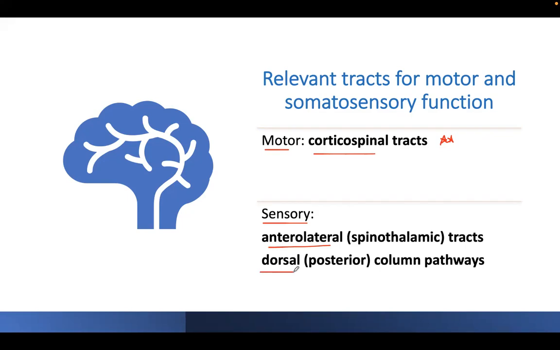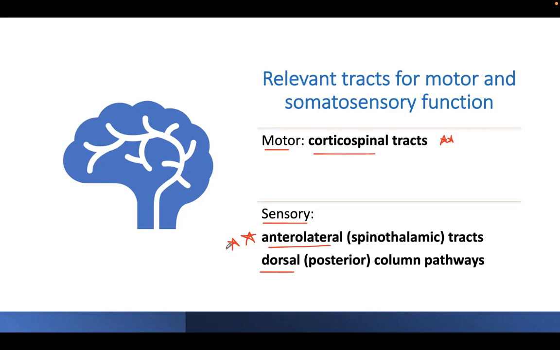So again, motor is the corticospinal. Sensory, there's two pathways or two tracts. This is the anterolateral. Then we have the dorsal column pathways. Now, please remember, so again, remember this.